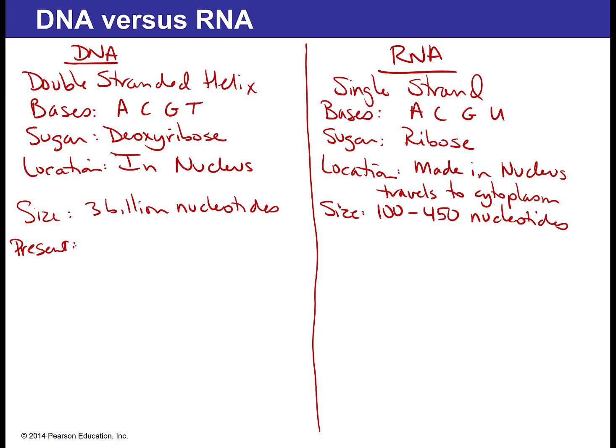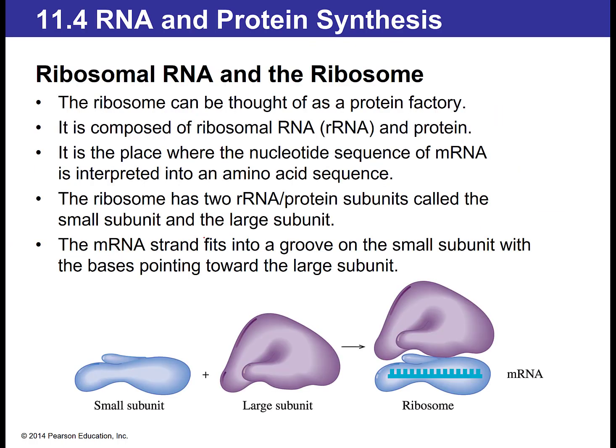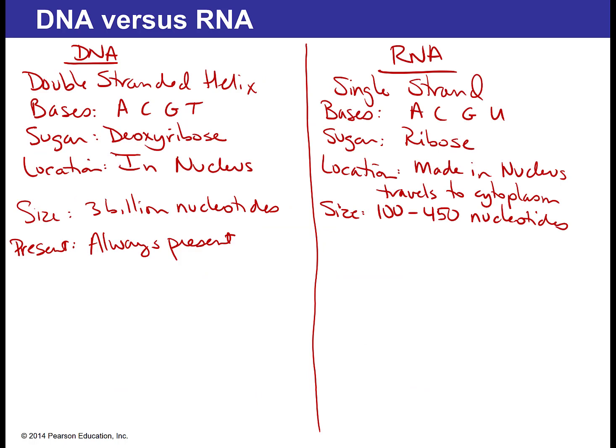DNA is always present. From the time that the cell is first made until the cell divides, it's always been there. So it's kind of like this constant thing in the nucleus. RNA, on the other hand, is made when it's needed. It's made from the DNA, and only when it's needed. And if it's not needed, the cell will break it down. So it's only present whenever it's needed.